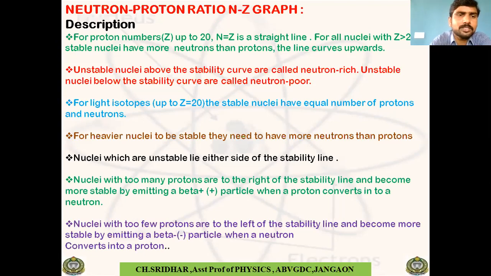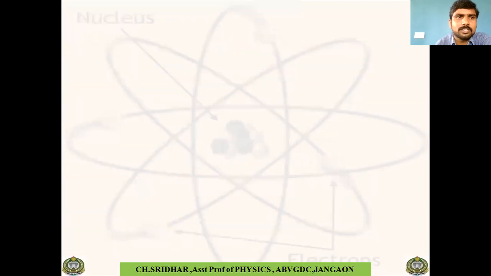So beta emission, that is positive beta emission and negative beta emission. Negative beta is an electron and positive beta is a positron. The positive beta particle is emitted when a proton converts into a neutron, and the negative beta particle is emitted when a neutron converts into a proton. So this is how the neutron to proton ratio plays a major role in nuclear stability.